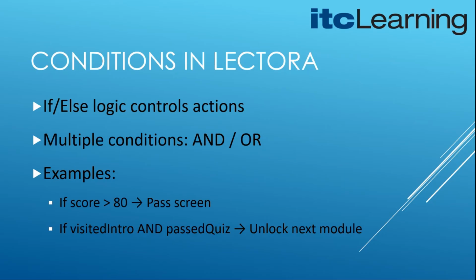The other option as well is maybe they have to have passed the quiz and also visited a certain page. So that example underneath is if visited intro might be a variable you've set up, and passed quiz may be another one. Then it unlocks the next screen because they've done both of those things, as an example. And we'll put this into practice in a second as well.